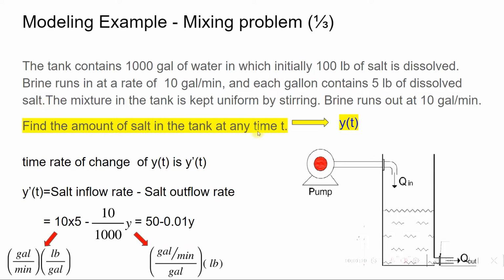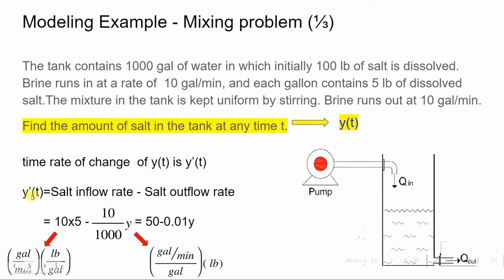So this can be denoted as y of t. And by the way, the time rate of change of y of t can be denoted as y prime of t. The goal is to find y of t, but as per the information given, we cannot do that with the help of y prime of t. So we need to find the relationship between y of t and y prime of t, which is the ODE.